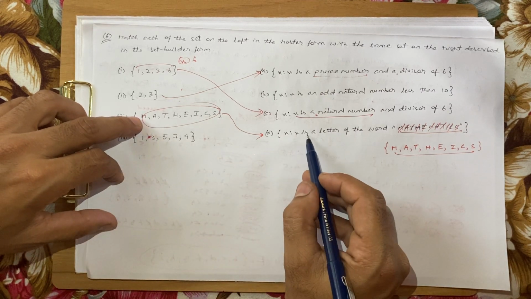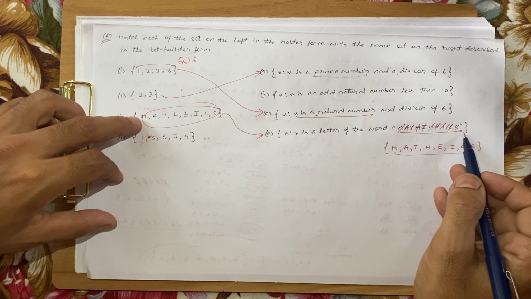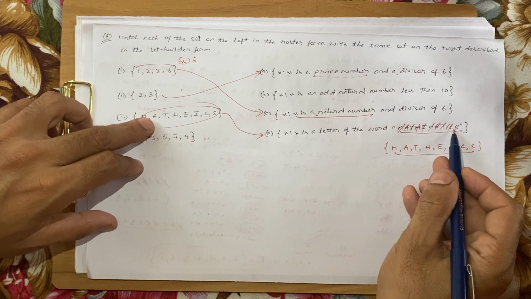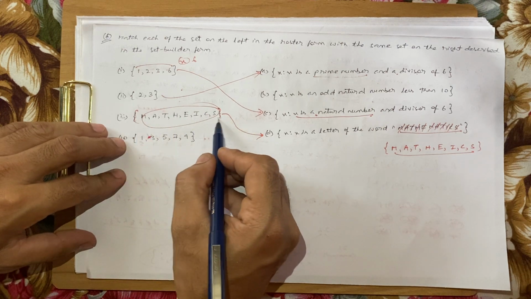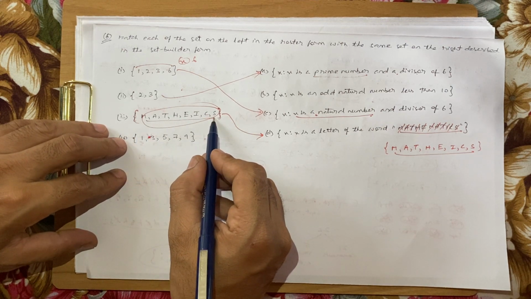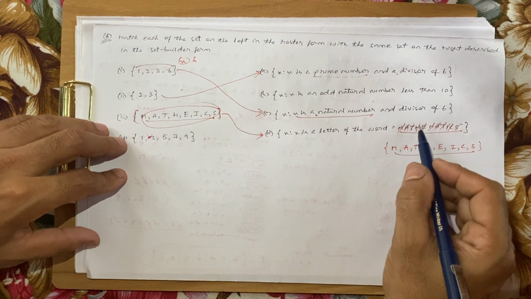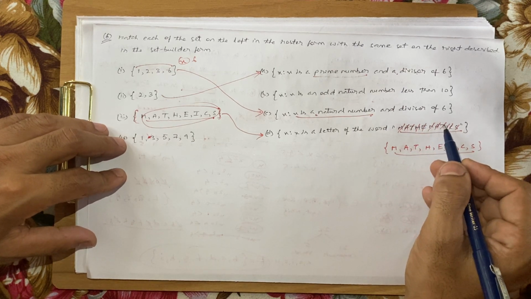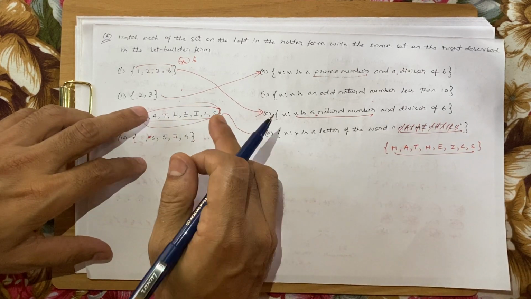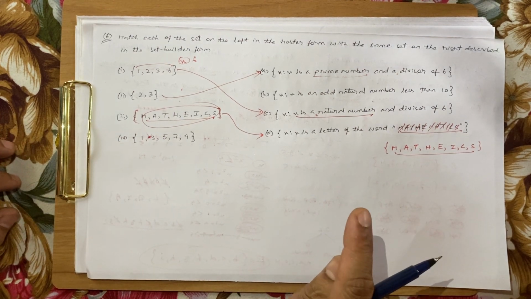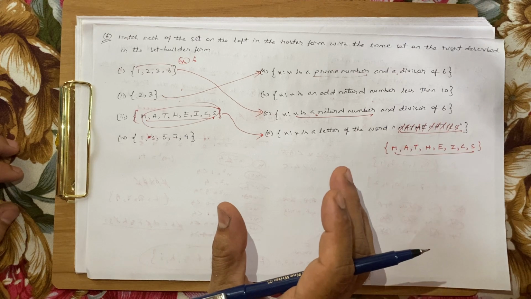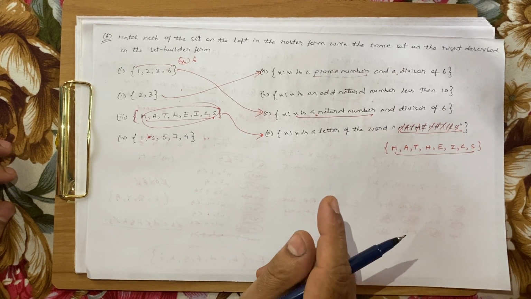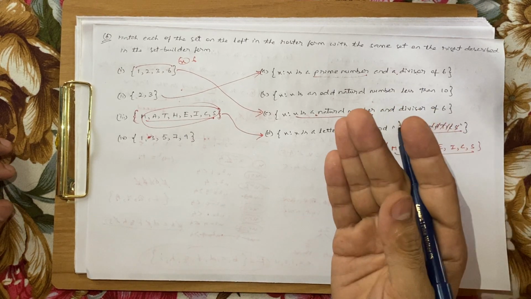M is what? A letter of the word. Yes, this is a letter. A is a letter of the word mathematics. Yes. T is a letter of the word. And while writing this set, they have not repeated any of the elements. Okay, M, A, and T were repeated in the word mathematics, but while writing the set, we do not repeat any of the elements. And this is a rule that I've taught you in the video lecture, that while writing a set in the roster form, make sure not to repeat any element.